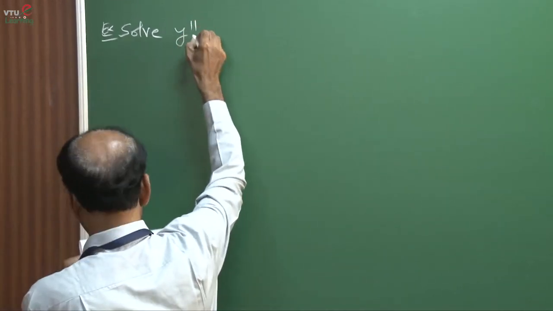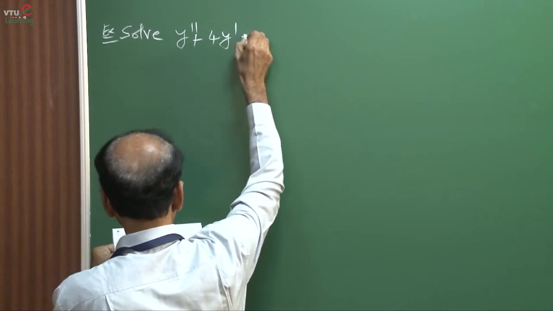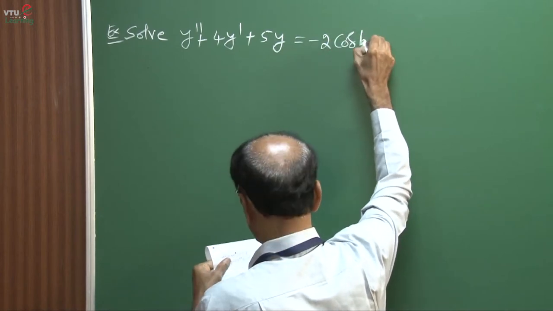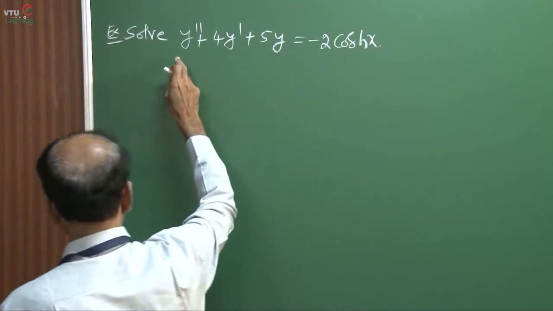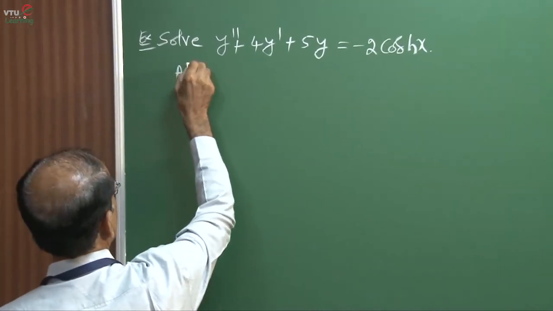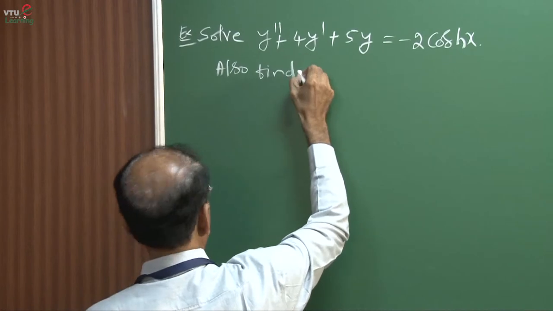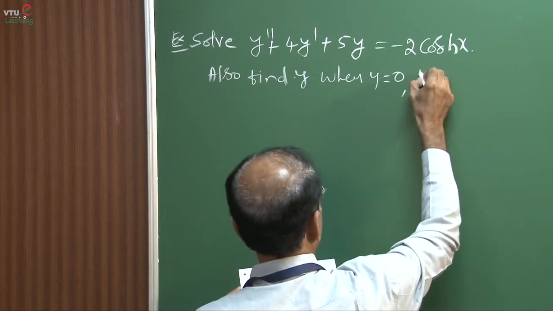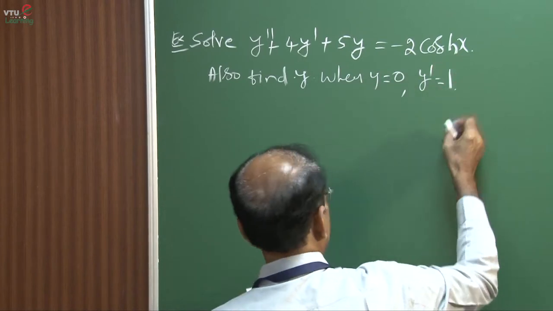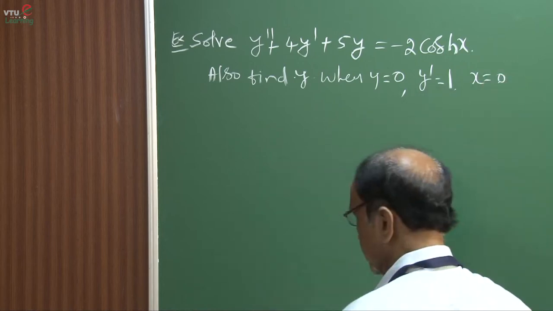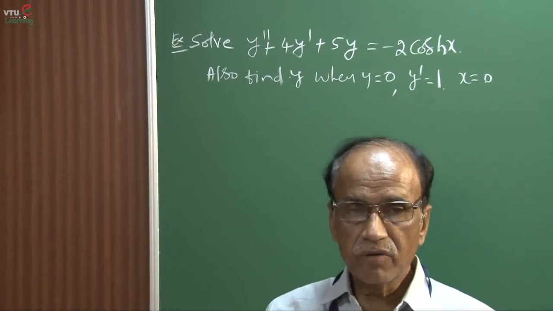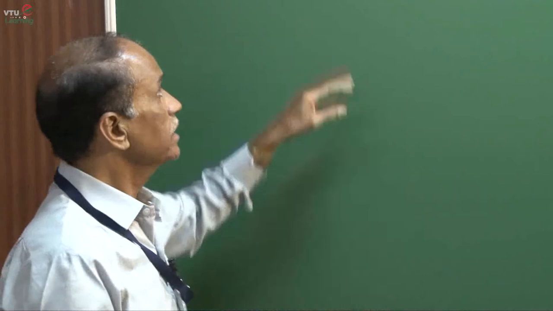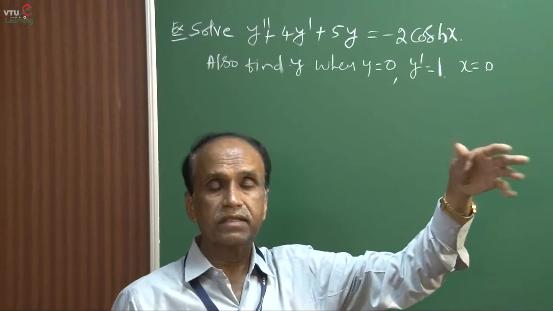Solve y double dash plus 4y dash plus 5y equal to minus 2 cos hyperbolic x. But here some initial conditions are given. Also find y when y equal to 0, y dash equal to 1 and x equal to 0. This is called an initial value problem. Whenever the differential equation is followed by the initial conditions, we call that an initial value problem.